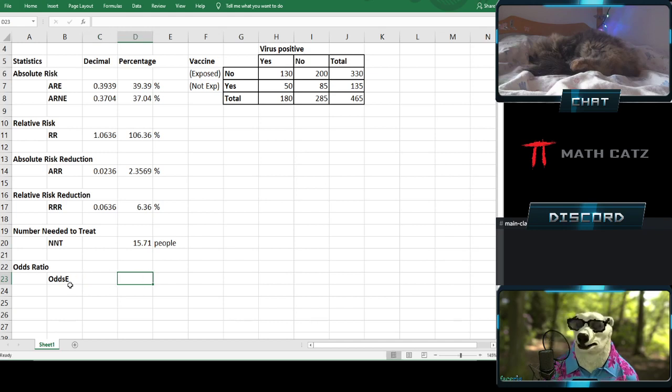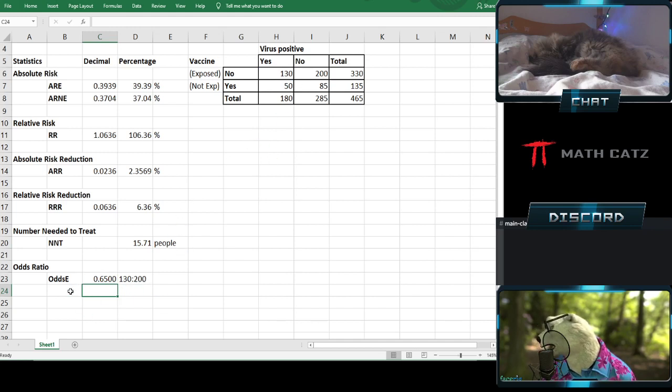Let's write it in the percentage row. Can I do 130? Yeah, I can. Okay, good. And then the calculation will be, I'll still take the cells, right? I won't copy the numbers. 130 divided by 200. The odds of getting the virus in the exposed group not taking the vaccine is 130 to 200, or standardized 0.65 to 1.